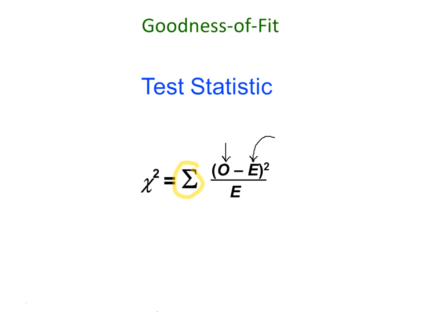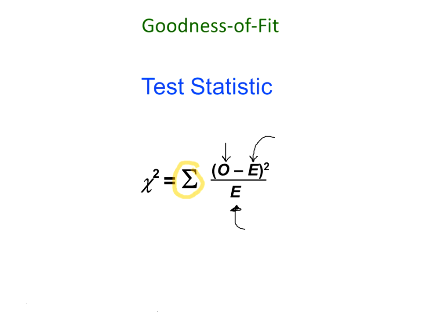Expected is what we would expect to happen if we actually fall in that claimed distribution. So you're going to take your observed values minus the expected values, get the difference between those two, square it, and divide by the expected value, or by the expected frequency.